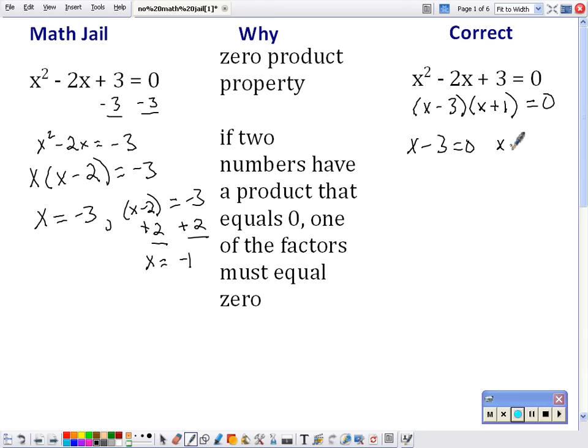So if you solve this problem correctly, you should get x equals 3. Oops, my 0 didn't come out. And x equals negative 1.